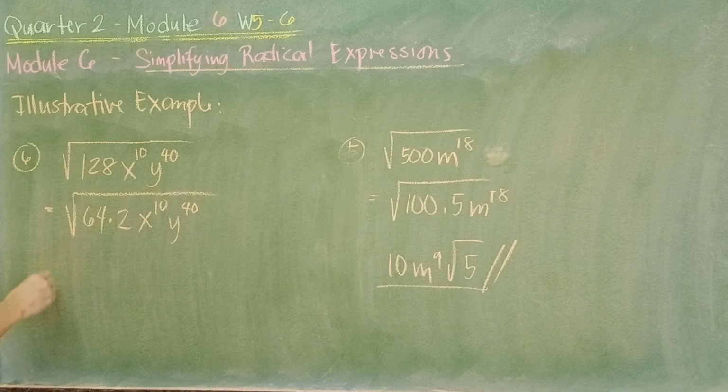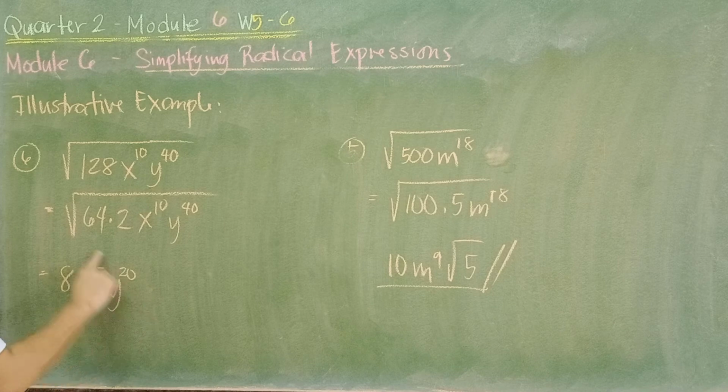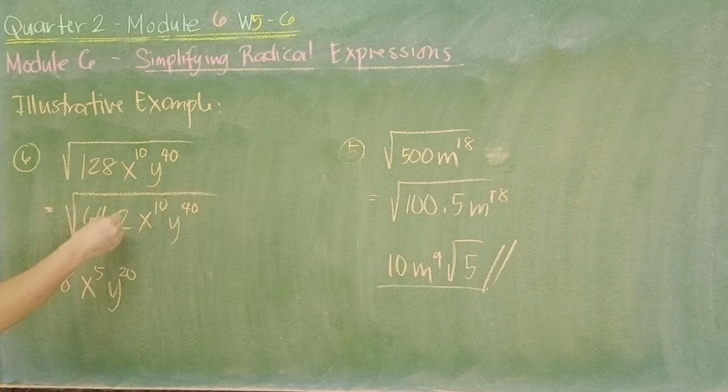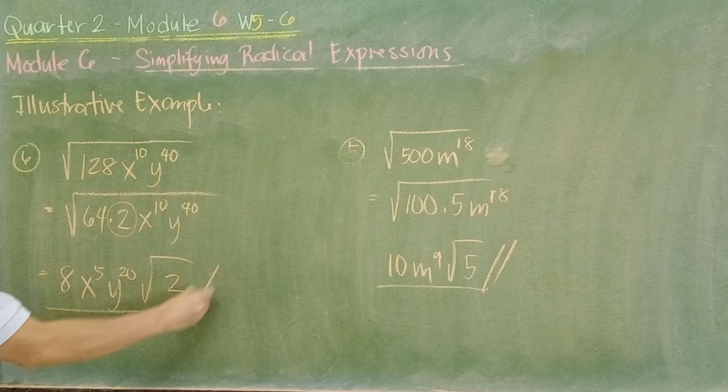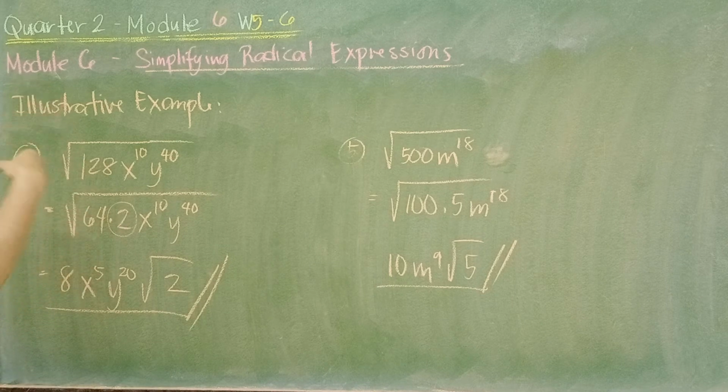So kukunin natin yung square root ng 64. 64 times 2, 128, tama? So 64 is 8. X raised to 10, 10 divided by 2, that is x raised to 5. Y raised to 40, 40 divided by 2, this is y raised to 20. Anong may iwan dito sa loob ng radical sign? Yung hindi mo pwedeng i-simplify, which is yung 2. So may iwan sa loob ng radical sign ng 2. Yung hindi mo masisimplify at saka yung mga remainder may iwan sila sa loob ng radical symbol.